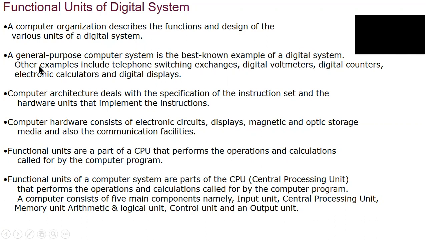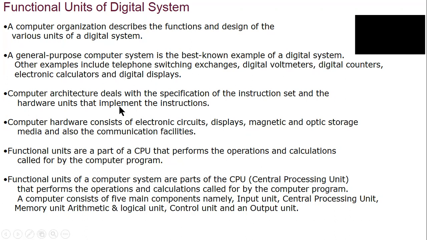We have many other digital systems also. Other examples include telephone switching exchange, digital voltmeters, digital counters, electronic calculators, and digital displays. All of these we call digital systems. They have a microprocessor, a small amount of memory, addressing modes, and functional units like this. So we call it a digital system.